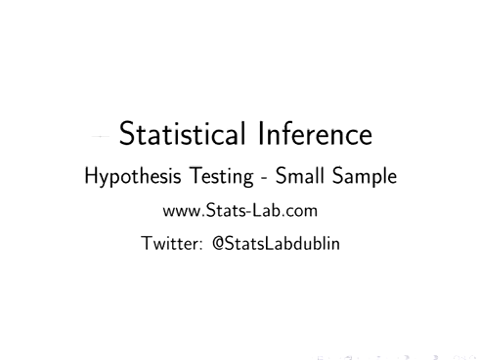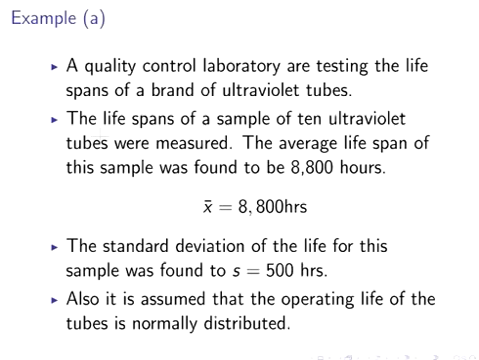In this presentation, we are going to look at hypothesis testing, particularly for small samples. Suppose a quality control laboratory is testing the lifespan of a brand of ultraviolet tubes, using a sample of 10. Let's pick up that point first off, that this is a small sample and that n is equal to 10. The lifespans were measured, and the average lifespan of this sample was found to be 8,800. That is our point estimate.